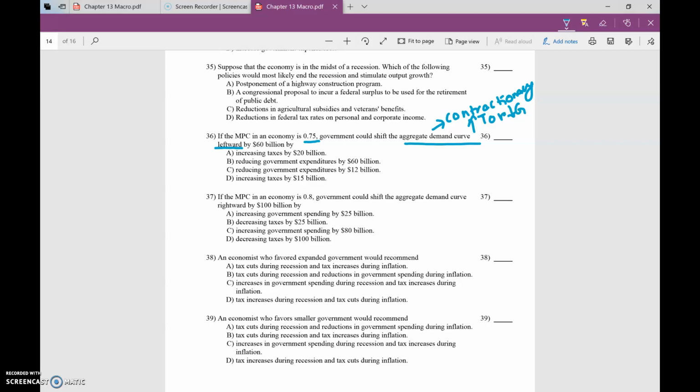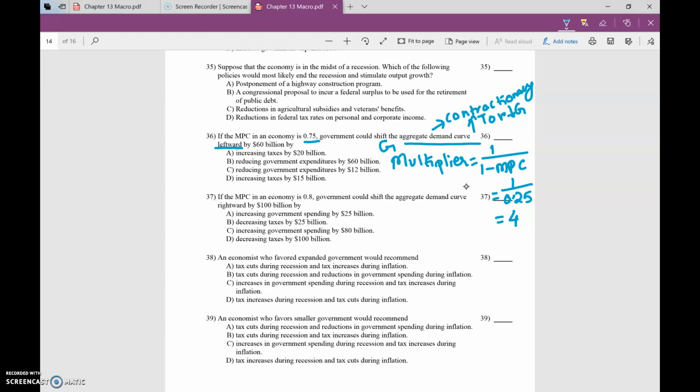So if MPC is equal to 0.75, I'm just going to use the formula for the multiplier here, which is equal to 1 over 1 minus MPC. That means it's going to be 1 over 1 minus 0.75. This is 0.25, so this is equal to 4. And this is the government expenditure multiplier. So let me see if anything matches up here.